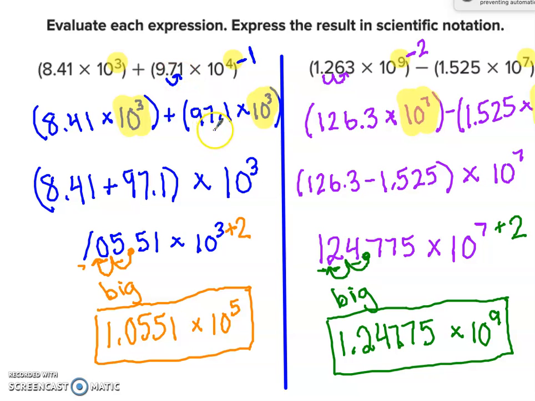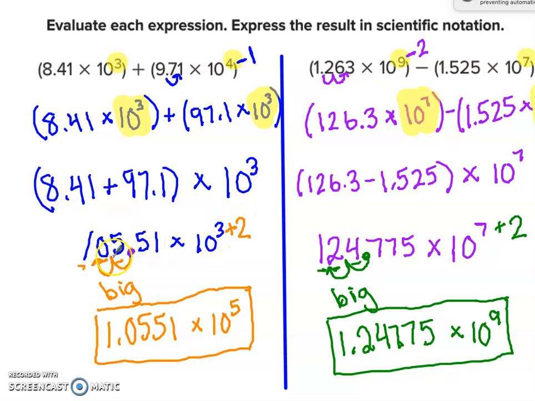So it becomes 97.1. So now I have the same exponents on 10, and now I just have to add the 8.41 and the 97.1. So if I add those two together, I get 105.51. So here's my decimal place right here. Let's use a different color. Okay, so here is my decimal place, and I have times 10 to the 3rd power.